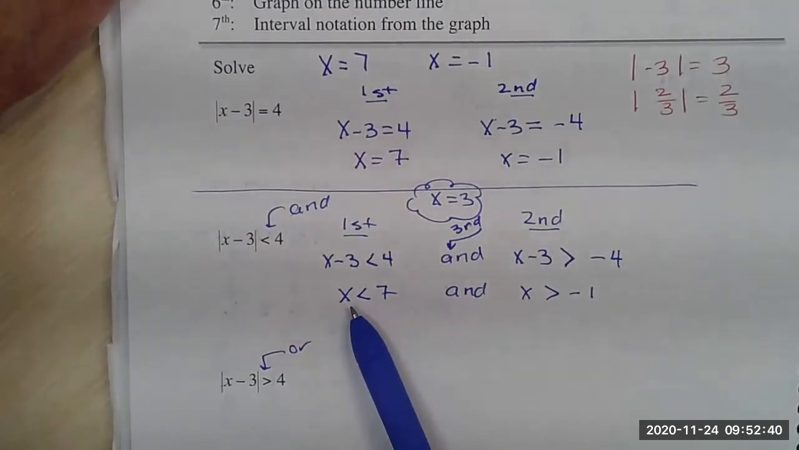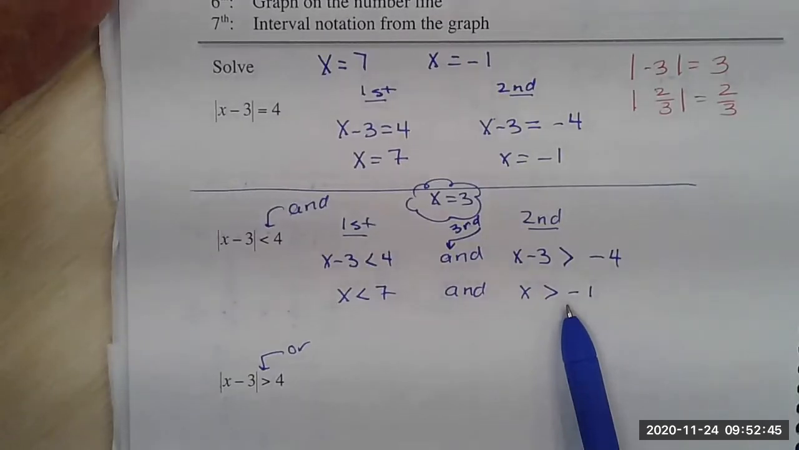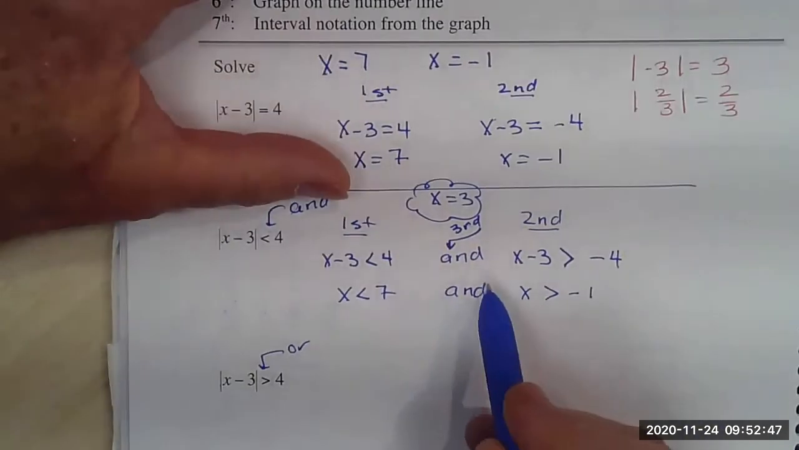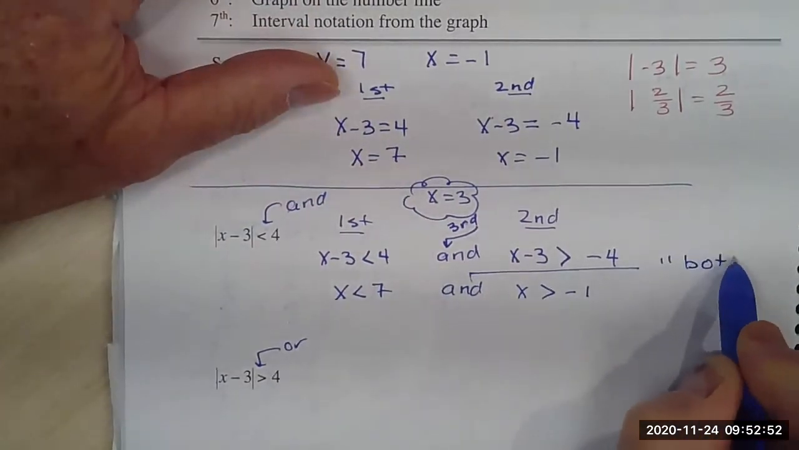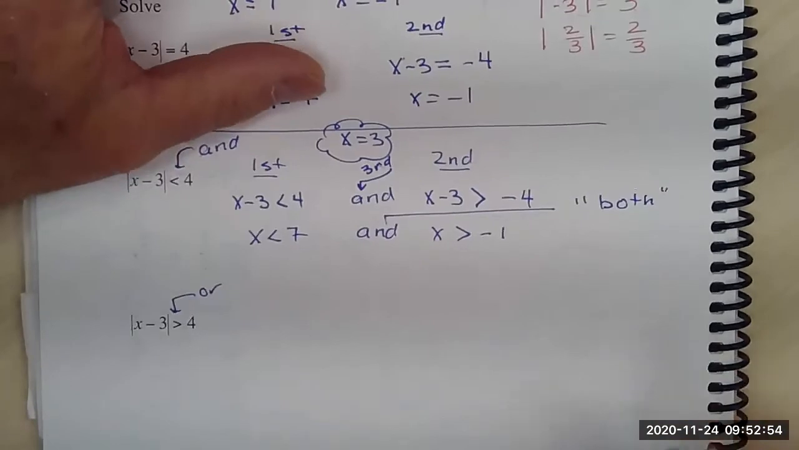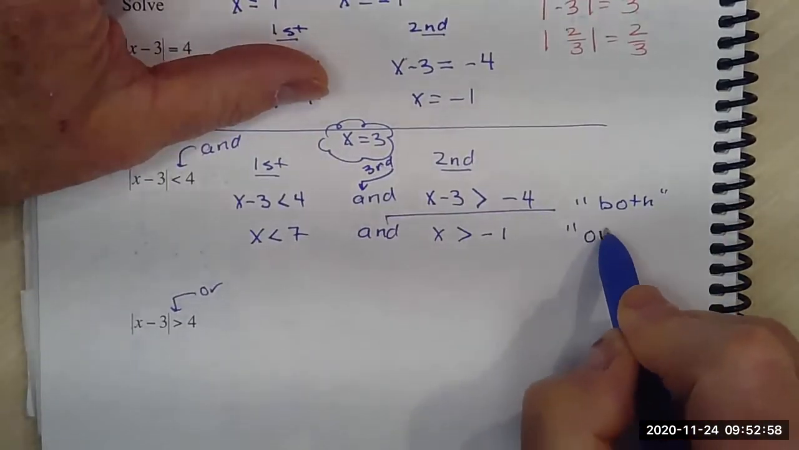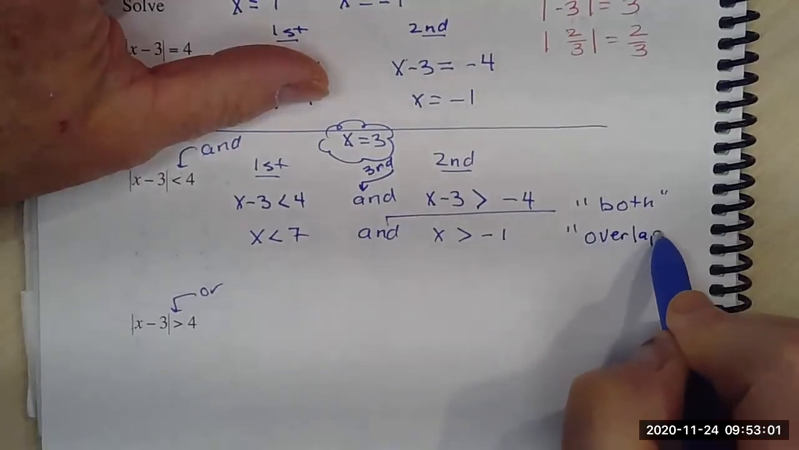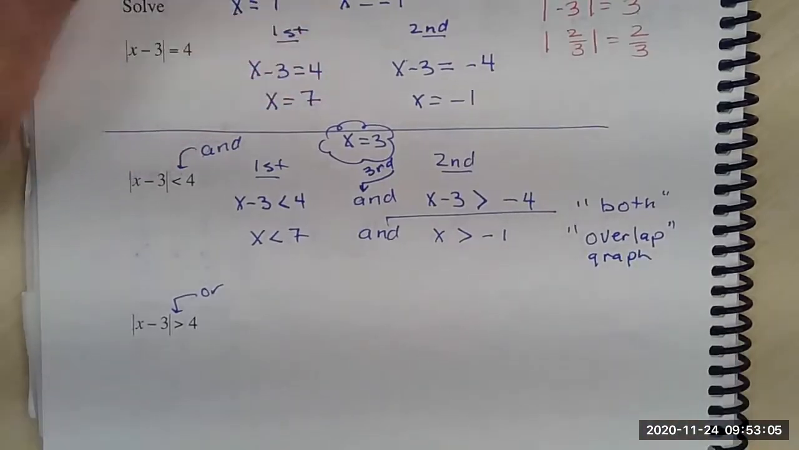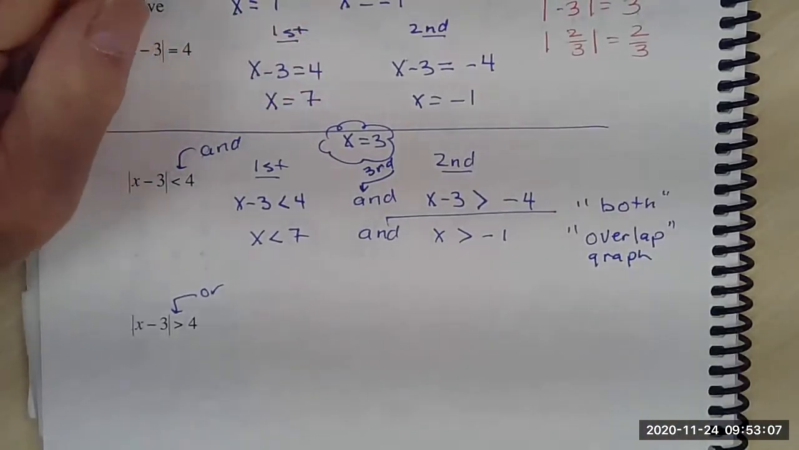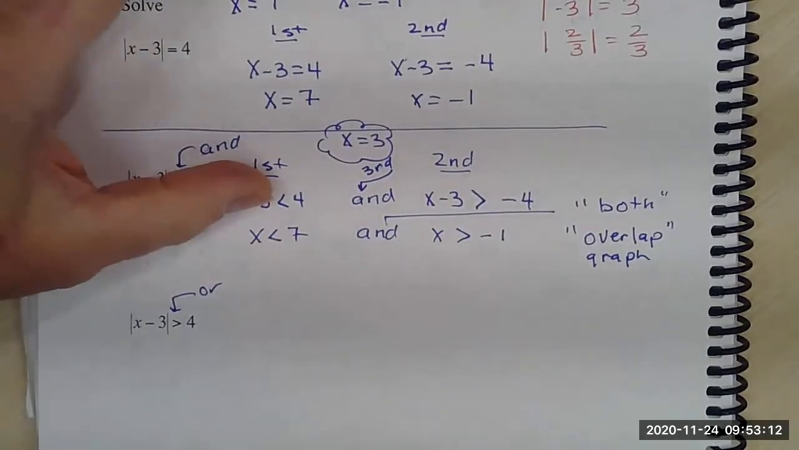Is 3 less than 7? Yes. And is it also greater than -1? Yes. So think of the word and as maybe both, meaning they have to work for both. And also when we get ready for the graph, think overlap. When I say overlap, I'm going to show you what I mean by that right now. Once you get to this stage, you're ready to graph.